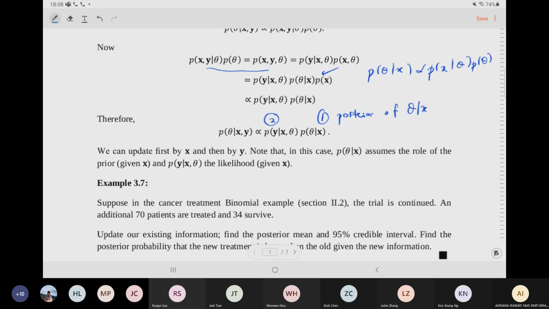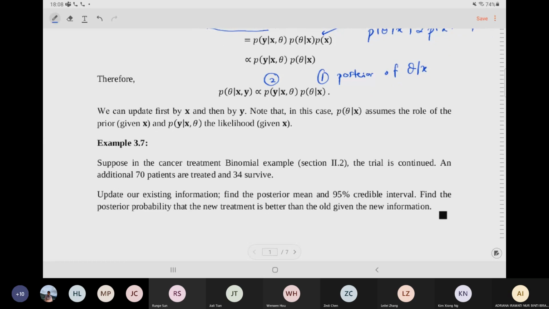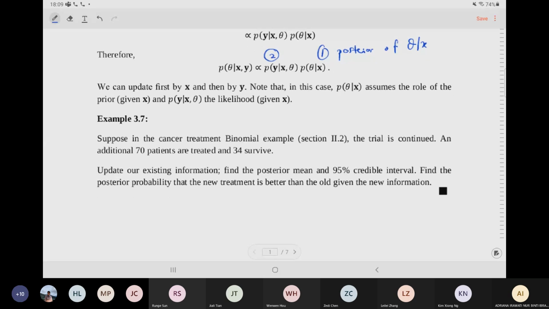If we look at our previous example, the cancer treatment binomial example, say that we have new data. We have an additional patient, and we know already that from these 70 patients we have a new batch. For example, this would be your M or whatever, and then you have 34 survive. So this is your Y. We want to update our existing information.